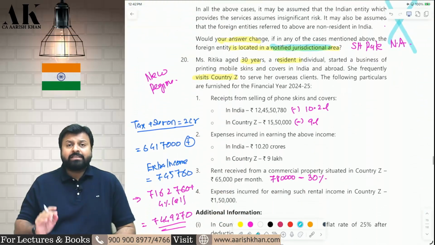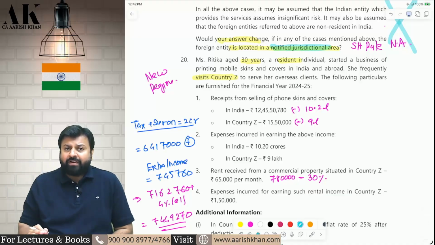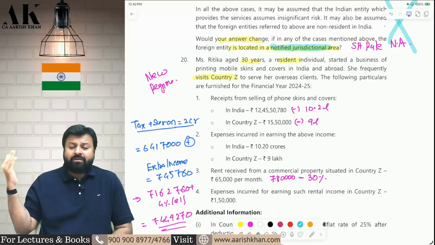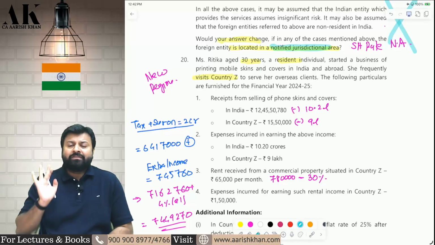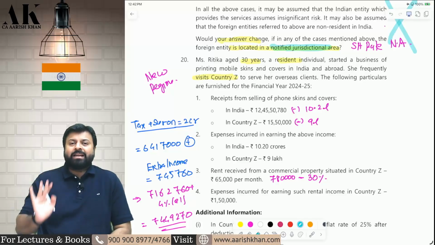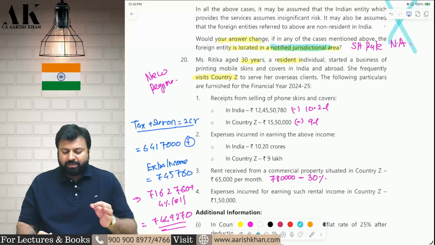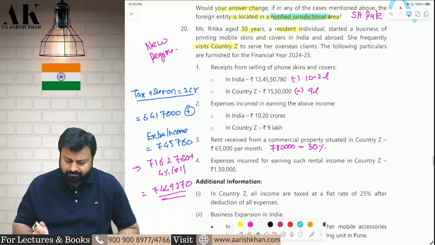What is NJA? NJA is a notified jurisdictional area which the CBDT may notify. Earlier they had notified Cyprus, then they removed Cyprus. As of now, there is no country which is officially declared by the Government of India as an NJA. But yes, in the exam they can ask that country X is an NJA, country Y is an NJA. A hypothetical question can be asked in the examination, which they have been asking again and again.